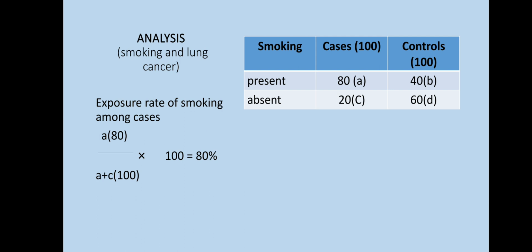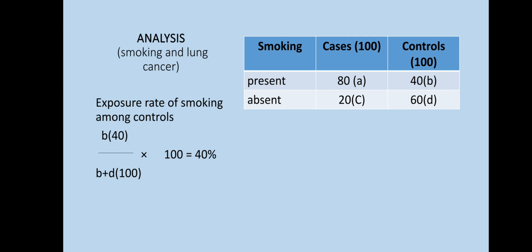So one of the analyses in the case control studies is the exposure rate, and exposure rate is calculated among cases by the following formula: A divided by A plus C, multiplied by 100, then the result comes 80%. So the exposure rate of smoking among cases of lung cancer in this example is 80%. 80% of the patients with lung cancer smoke.